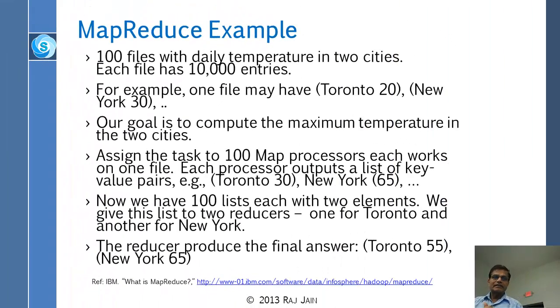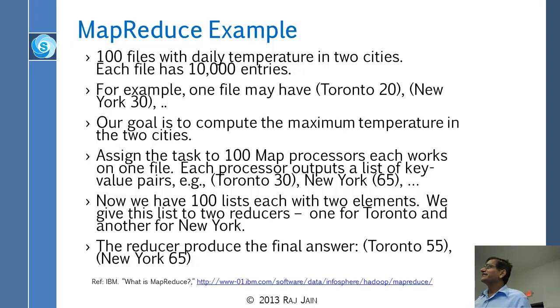All right, so here's an example, actually. What you asked is just coming up. 100 files with a daily temperature in two cities. Each file has 10,000 entries. So this is big data now, because we took the temperature every second or so.